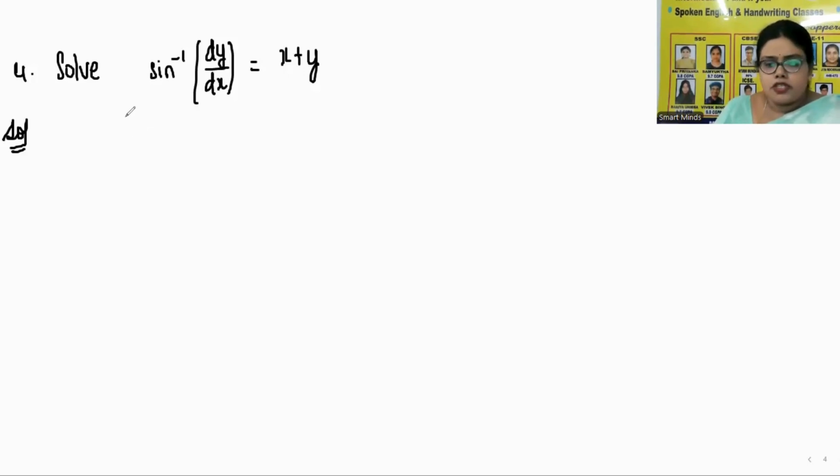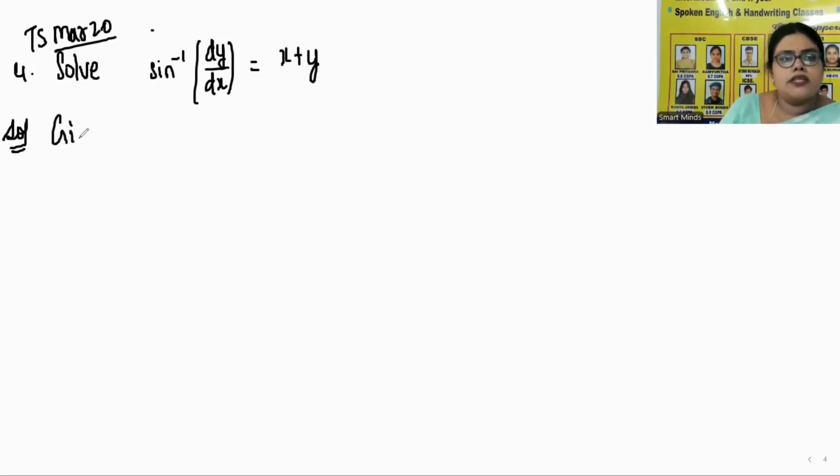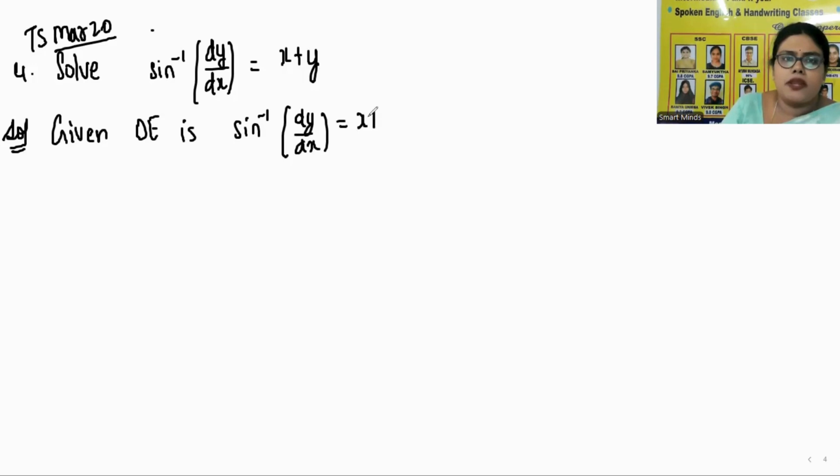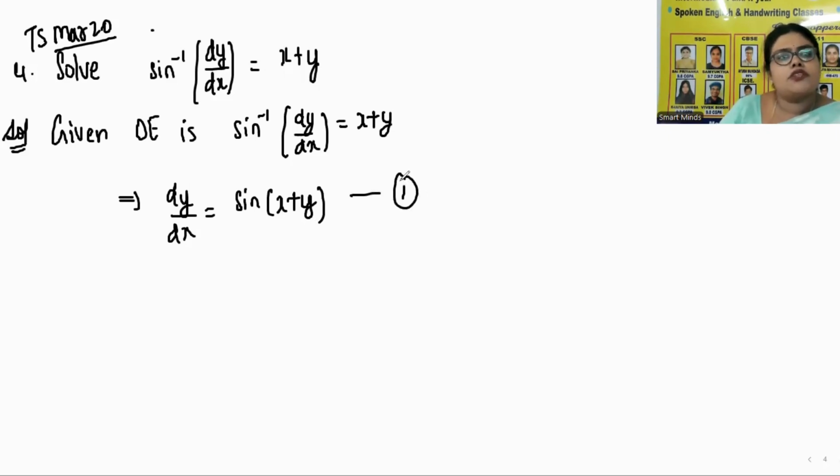Now take the next question. This question last appeared in TS March 2020. Solve sine inverse dy by dx equals to x plus y. So what is the given differential equation here? Given differential equation is sine inverse dy by dx is equal to x plus y. Now if I take sine inverse to the right hand side, you will get dy by dx is equal to sine x plus y. Let us say this is equation number 1.